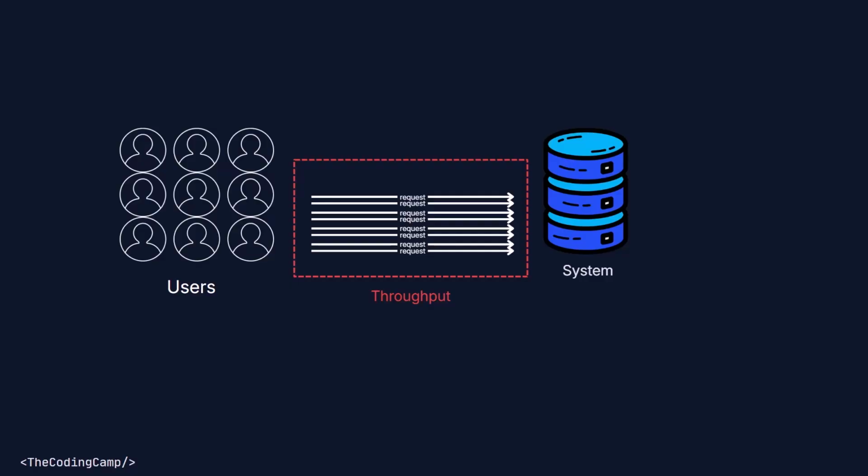In system design, throughput tells us how many requests a system can handle, how fast it can process data, and whether it scales under real-world load, and it is one of the most important performance metrics.